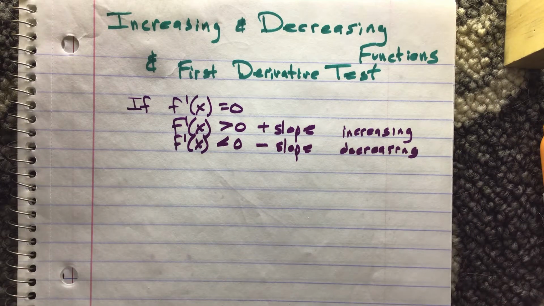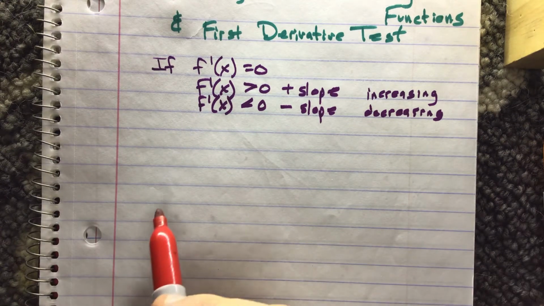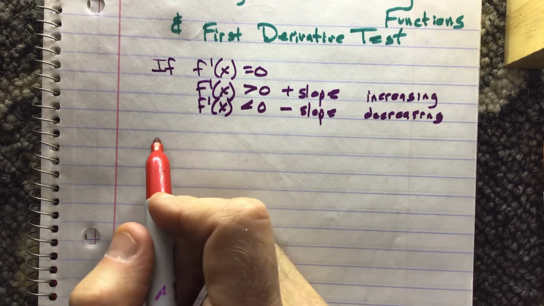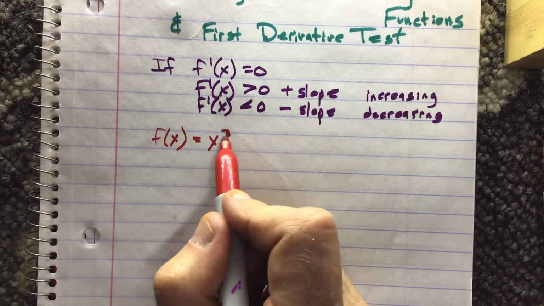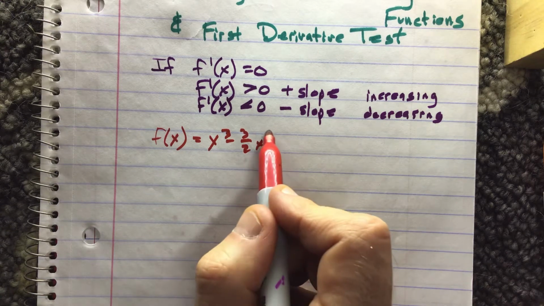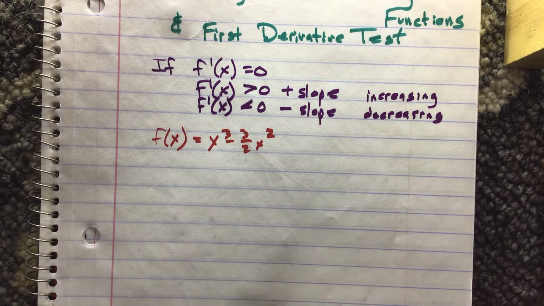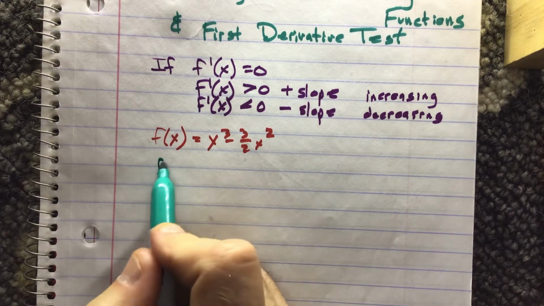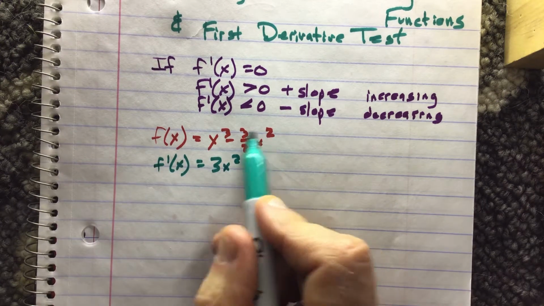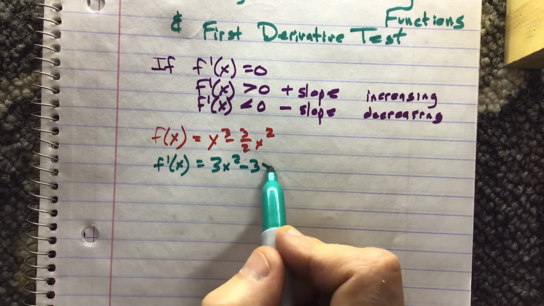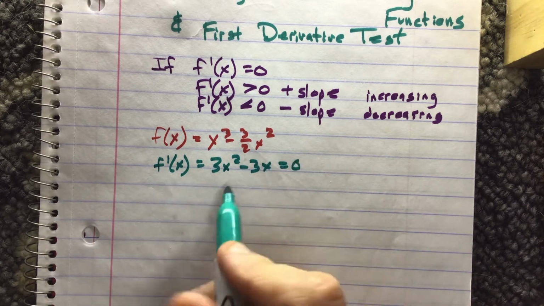So let's look at an example of that. Find the intervals in which f is increasing or decreasing. So here's f of x, some function, x to the third minus 3 over 2 x squared. And so I take the derivative. I'm finding critical values. So f prime of x equals 3x squared, the 2's will cancel here, so minus 3x. I want to know where this equals 0 so I can find any critical points. Where is the slope 0?